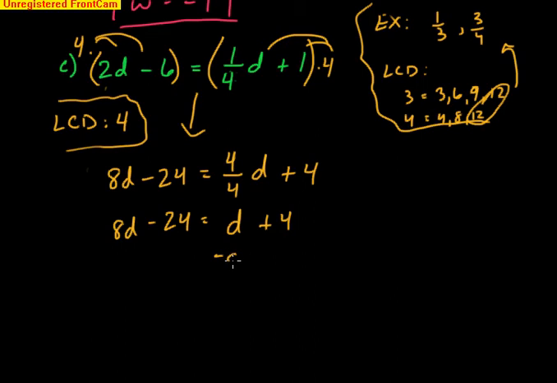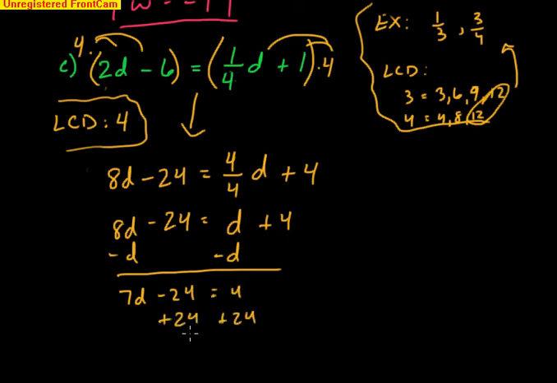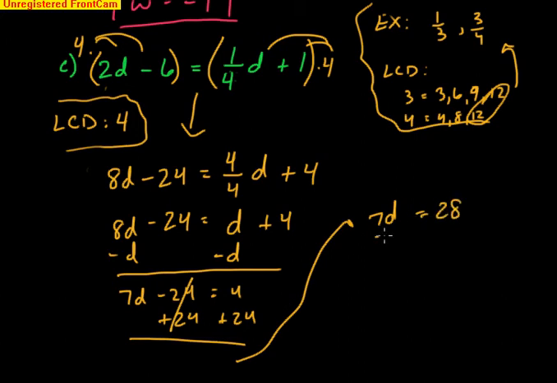Get the d's together by subtracting d from both sides. So we get 7d minus 24 equals 4. Let's add 24 to both sides. 7d, the 24's cancel. We get equals 28. And let's divide by 7. D equals 4. And there we go. There's the final answer. D equals 4.